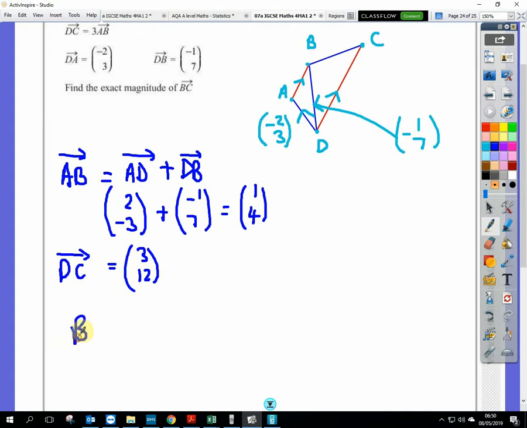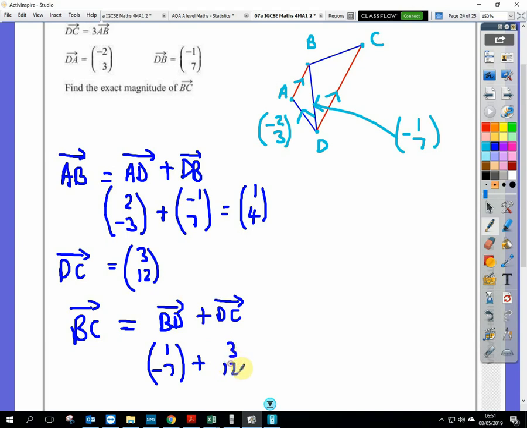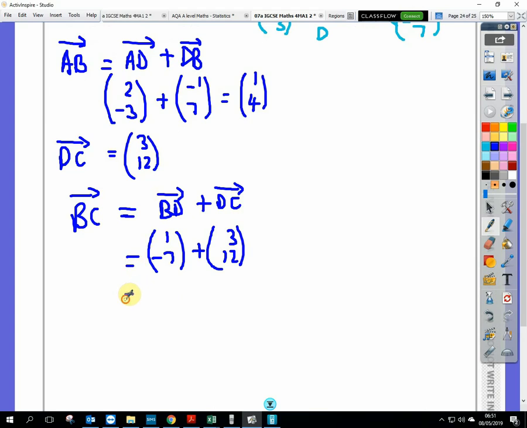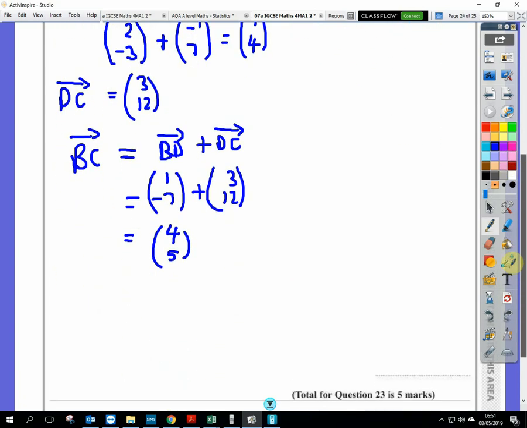And now I can work out vector BC. So vector BC goes from B to D and then D to C. B to D is in the opposite direction of this, so it's 1, minus 7, and then DC we just worked out is 3, 12. And we add these together and we end up with 4, 5.